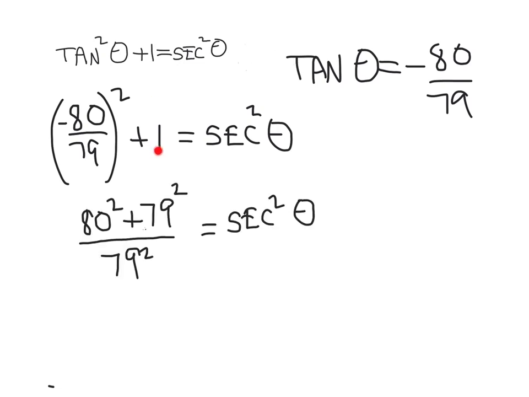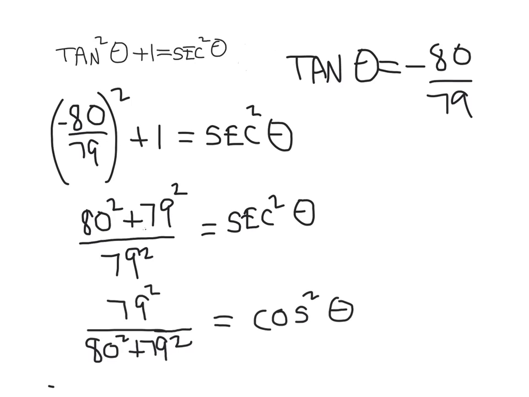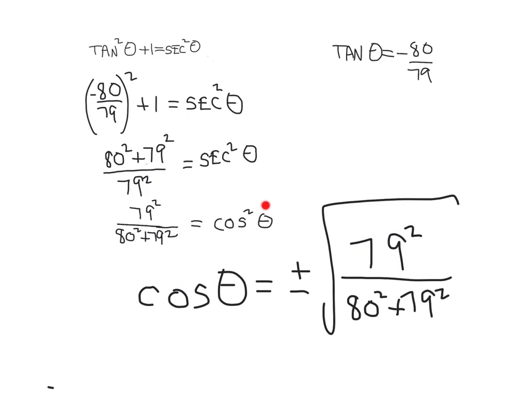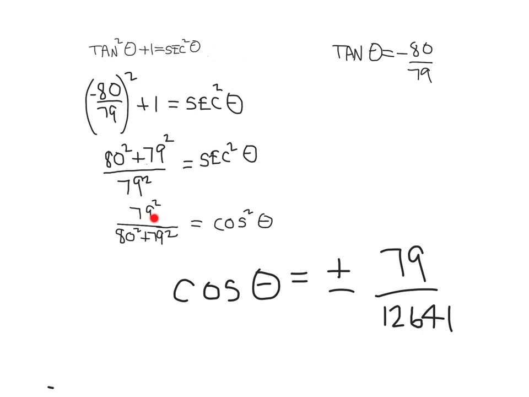So I make a common denominator, 79 squared over 79 squared, and I change this thing into this. Now, because secant and cosine are reciprocals, I can say that cosine squared is equal to this right here. So we take the square root, but we're going to be careful with the plus or minus. Also, I'm going to use a calculator for this denominator right here. So using a calculator to get 80 squared plus 79 squared, that's 12,641. And then the square root of 79 squared is, of course, 79.